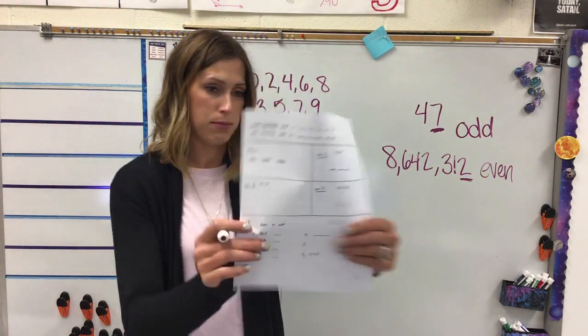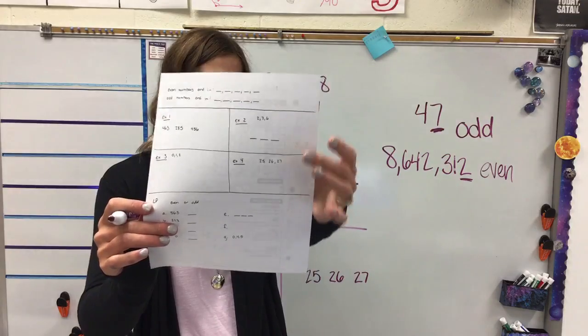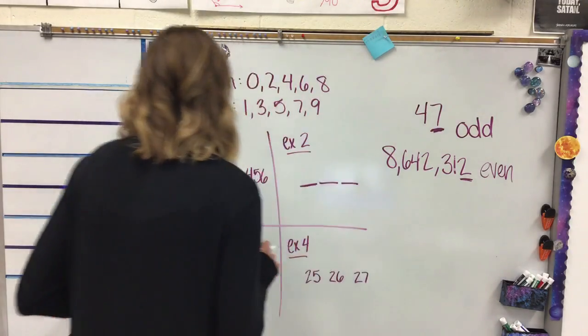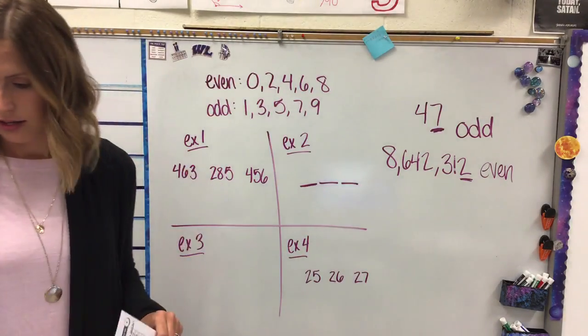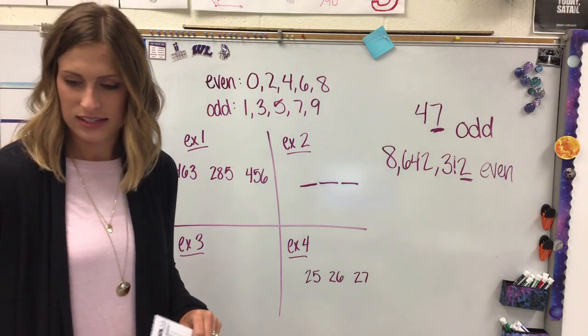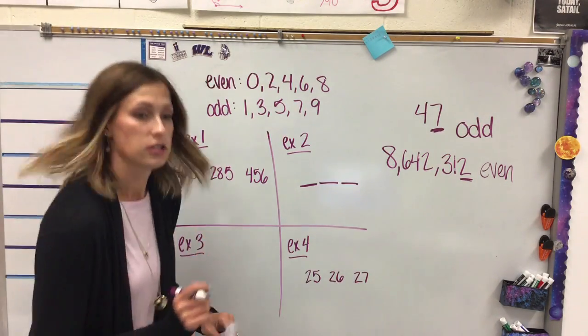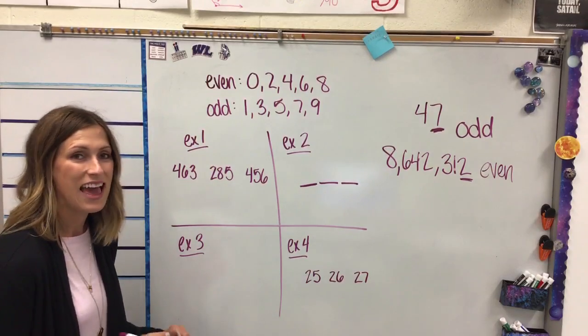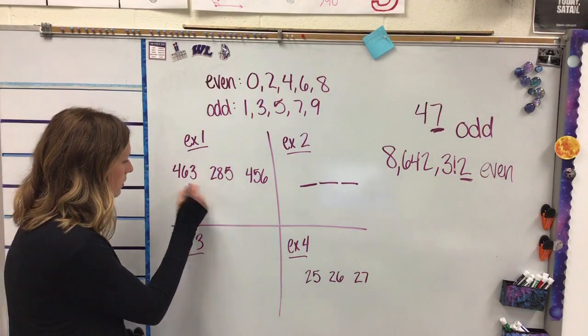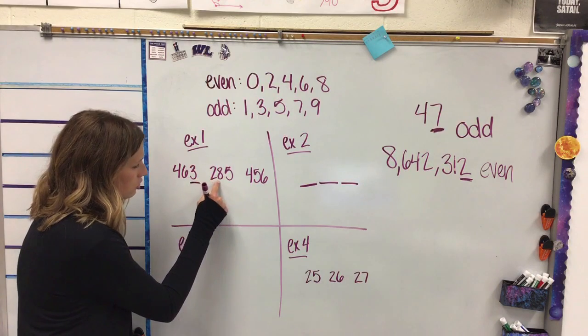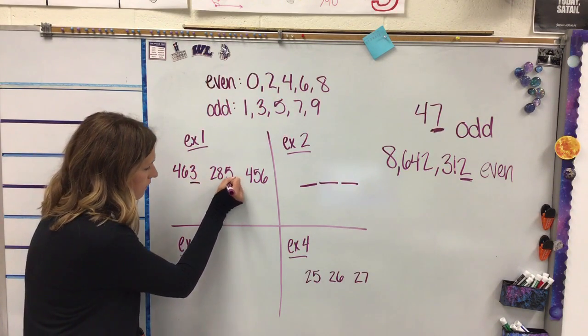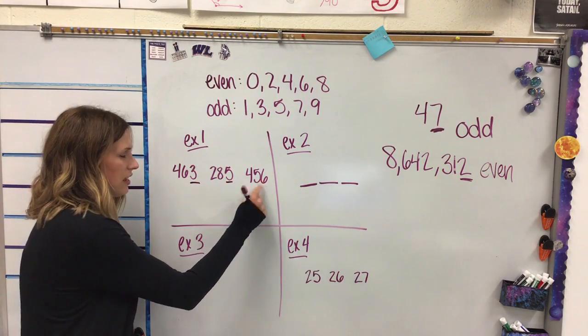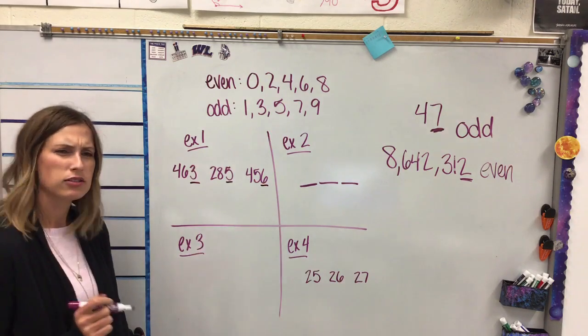Let's hop to some examples. You've got them right here in your boxes on the back of your sheet. Example 1 says, which of these numbers is an even number? To figure this out, let's go ahead and just look at that last digit. Last digit of this one is 3. Last digit of this one, 285, is 5. And this one, 456, is 6. Now, which one of those is an even number?